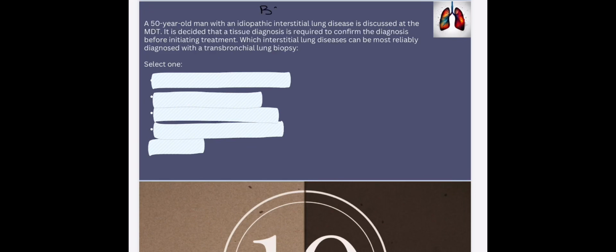So continuing our series of BCQs, and this is going to be part 3. First question: a 50 years old man with idiopathic interstitial lung disease is discussed at MDT. It is decided that a tissue diagnosis is required to confirm the diagnosis before initiating a treatment. Which interstitial lung disease can be most reliably diagnosed with transbronchial lung biopsy?